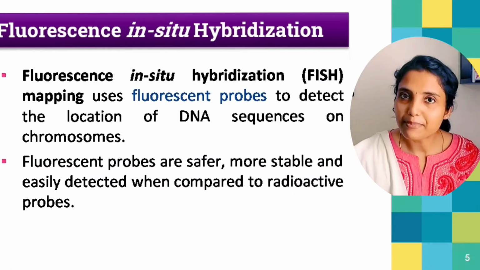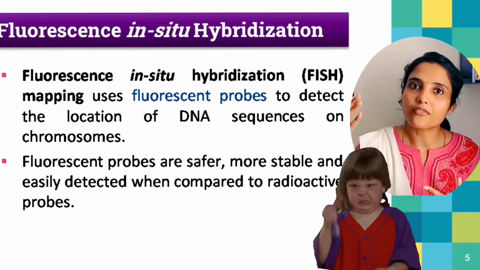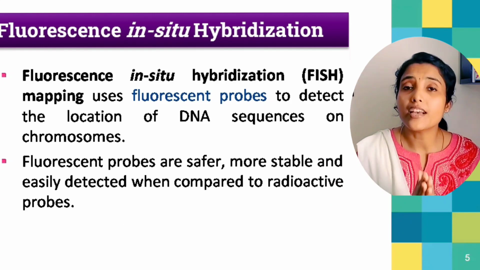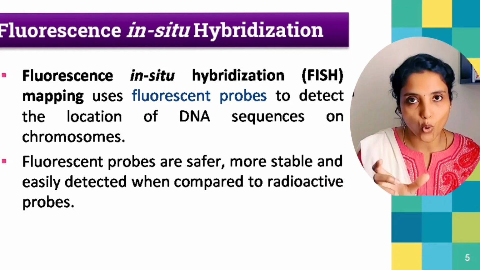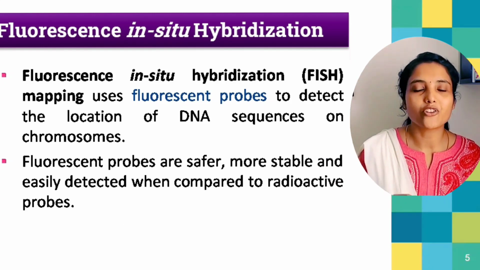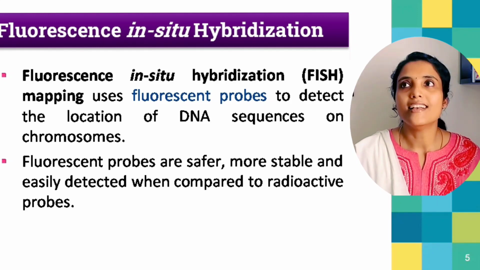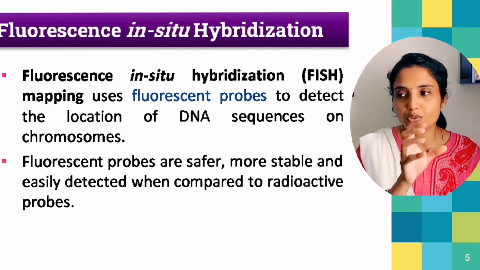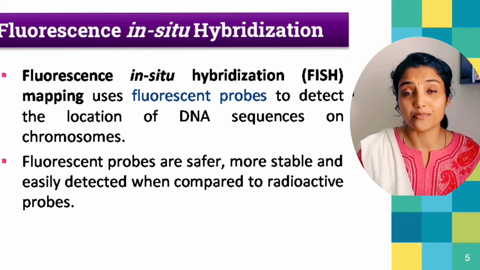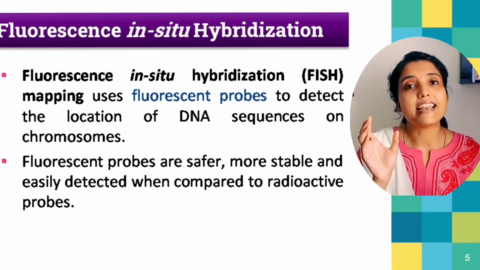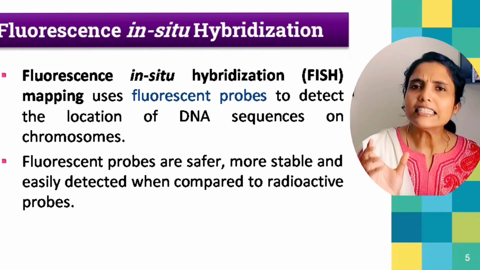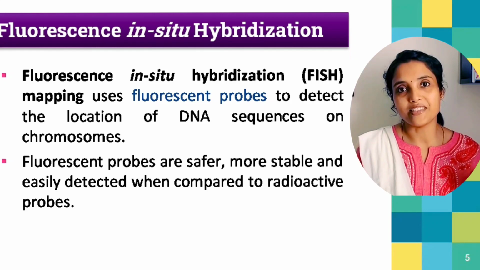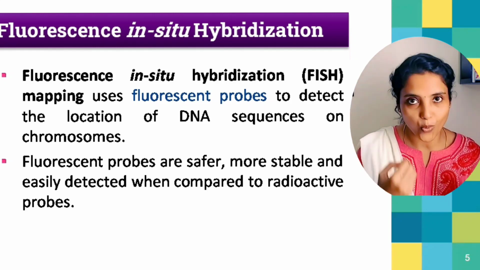So what happens in FISH? In FISH, or fluorescent in situ hybridization, and specifically in this mapping technique, we are going to use fluorescent probes to detect the location of DNA sequences on the chromosomes. As I was telling you, in physical mapping, we use certain landmarks to map the chromosomes. So here in FISH, the landmarks are nothing but certain DNA sequences. In order to fish those DNA sequences out, we need to have certain probes with us.